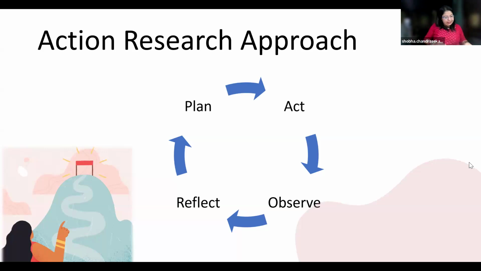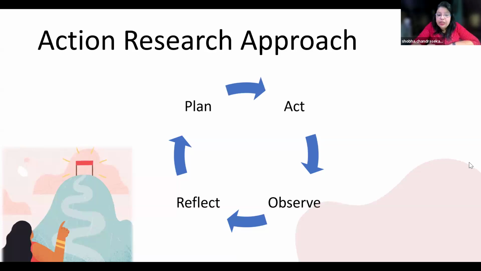So the key stages of Lewin's action research approach: we start with planning. The first stage involves identifying the problem and collaboratively developing a plan of action to address it. The plan should be based on a thorough understanding of the problem. It should involve the stakeholders who are directly affected by it.